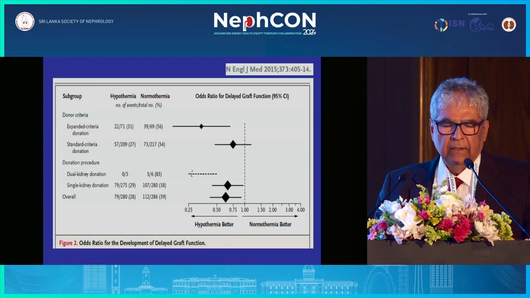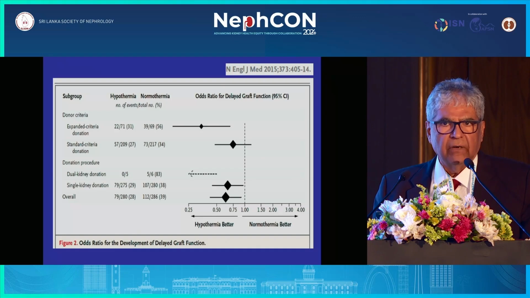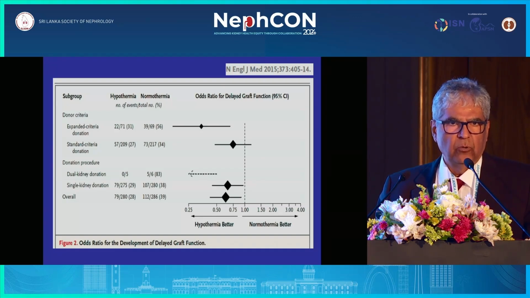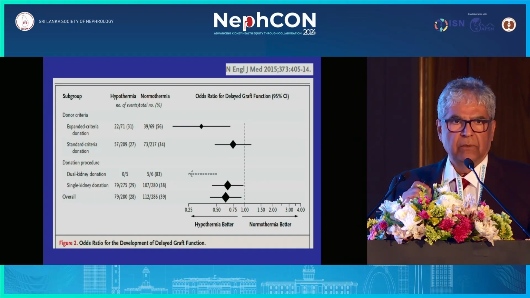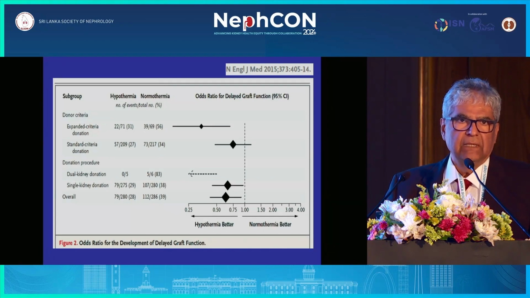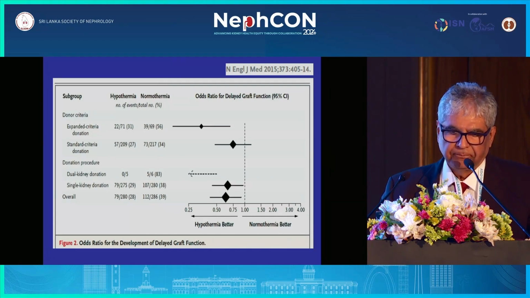And yes, the delayed graft function was almost halved just by doing one thing. Before retrieval, the temperature of the donor was dropped by 1 degree. It's a randomized controlled trial. And those which had the ECD, where usually the delayed graft function is 60%, they lowered it down to 30%.